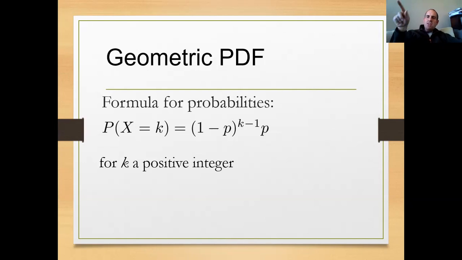So 1 minus p is for the first failure, 1 minus p for the second failure, dot, dot, dot, 1 minus p for the k minus first failure. If you multiply all those together, it's going to be 1 minus p to the k minus 1. Then you have the success that happens with probability p. And you multiply those together because of independence. Okay, so there's the geometric PDF. Hopefully that kind of makes sense.